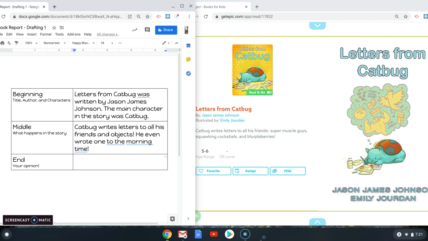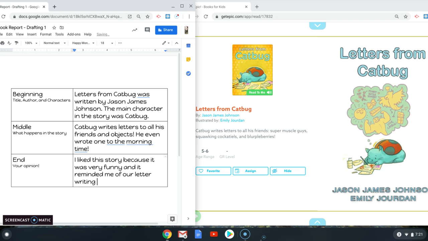But I personally really liked the book. I liked this story because it was very funny and it reminded me of our letter writing unit. I would recommend everyone to read it. You don't have to add this part, but I think it's important that we let people know.